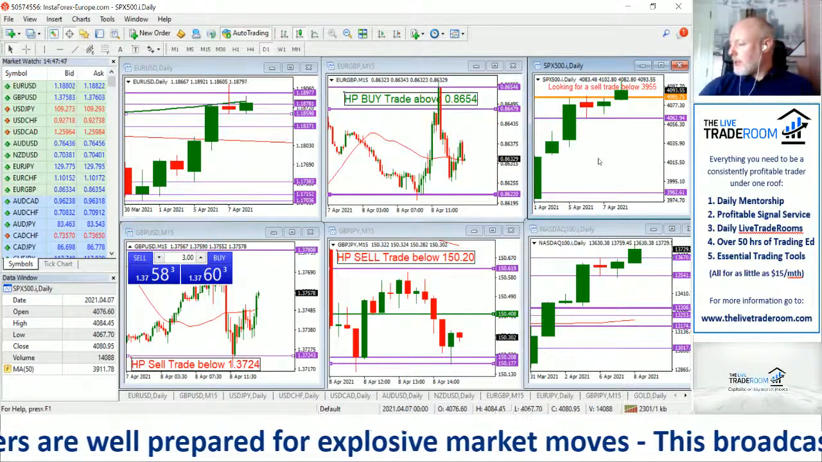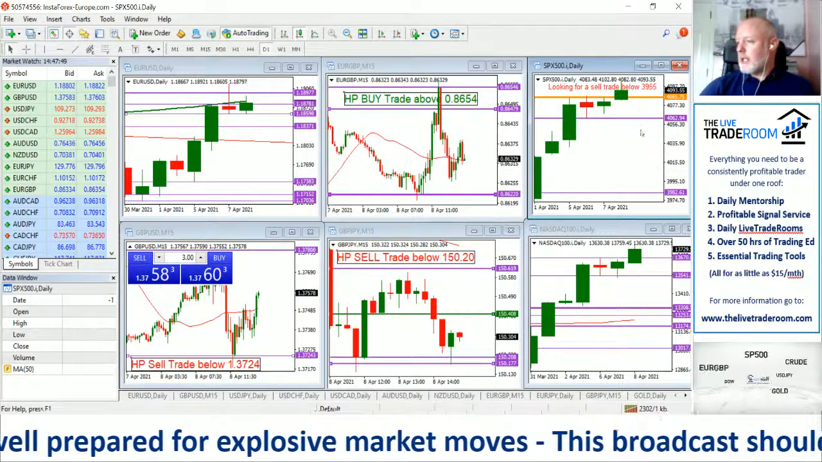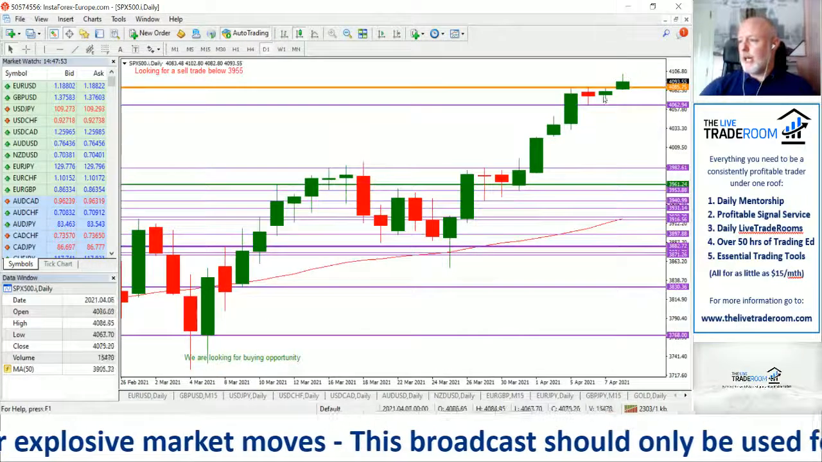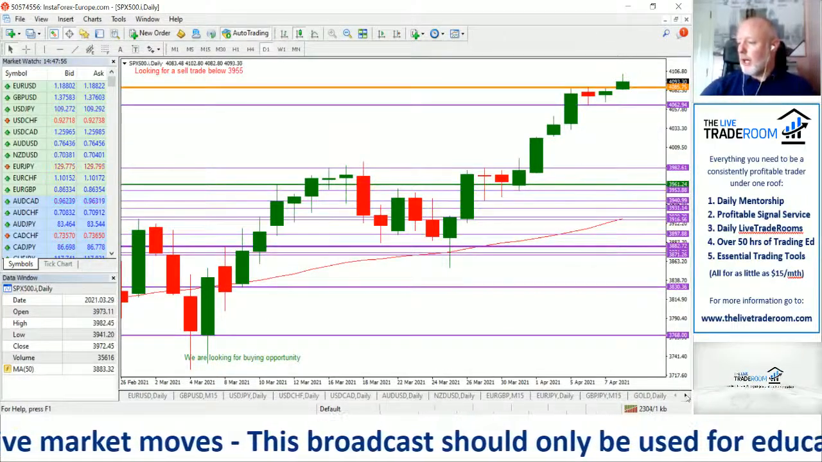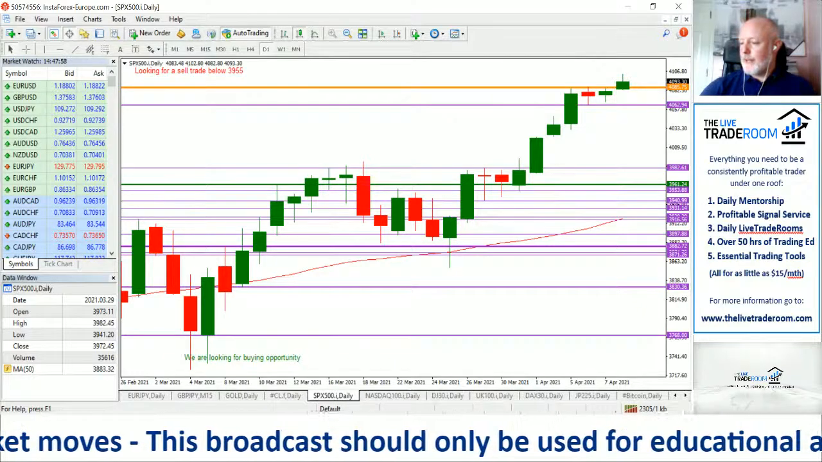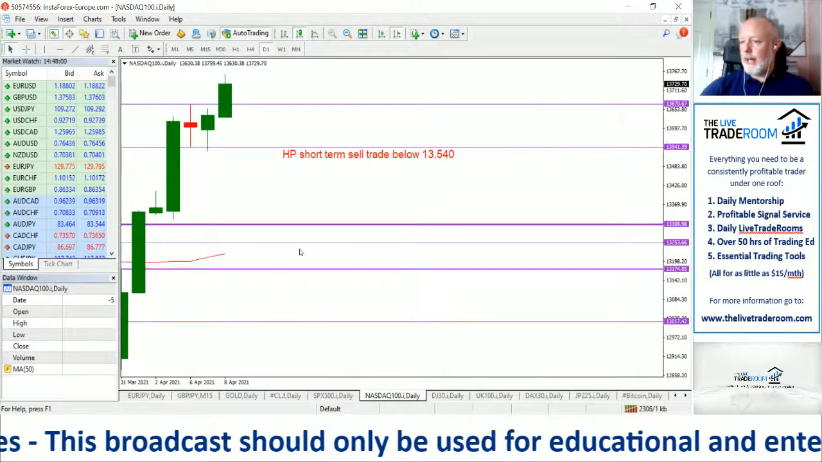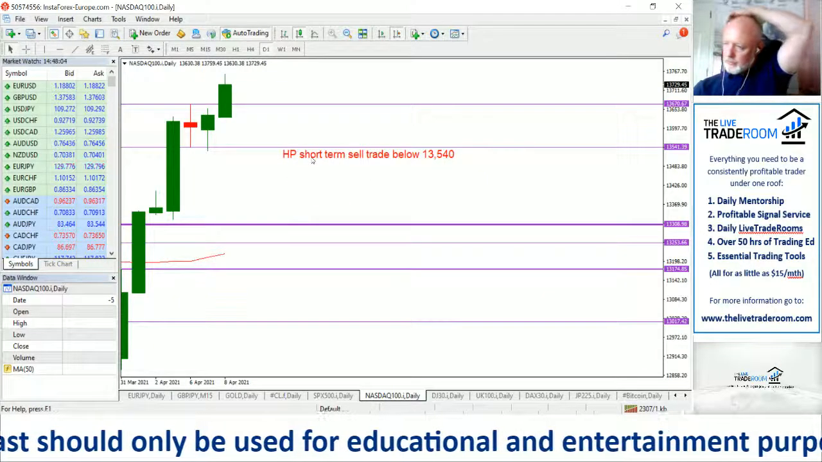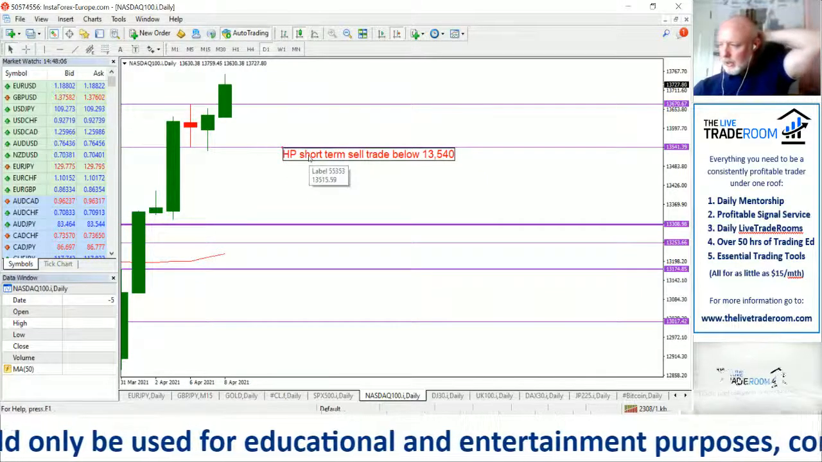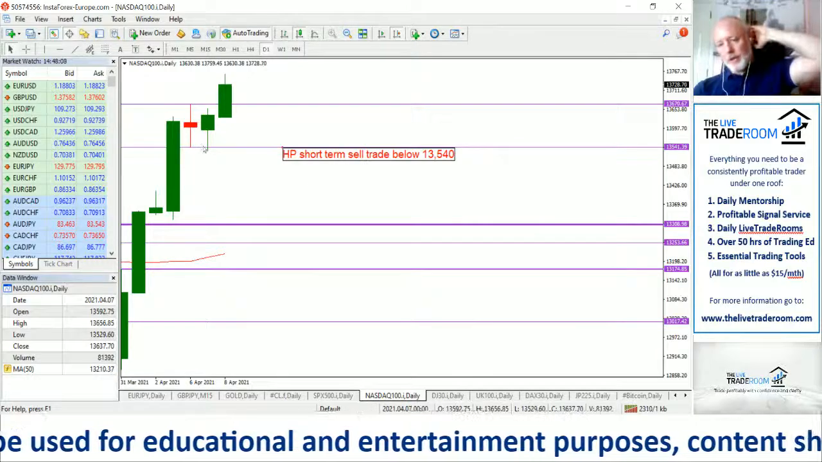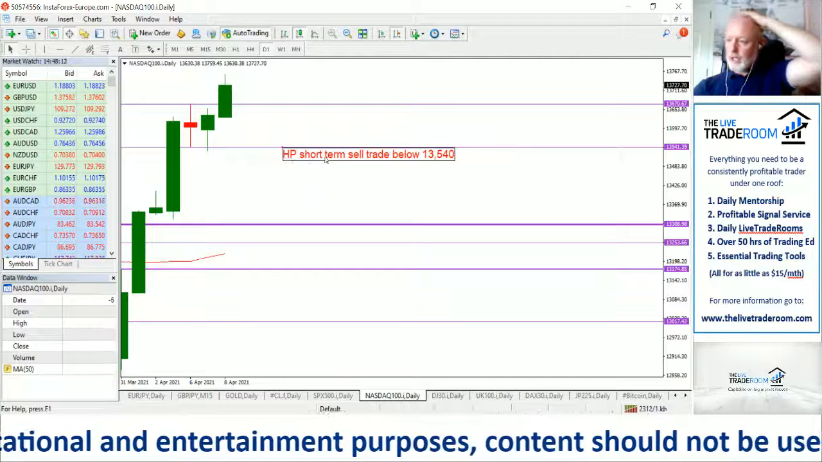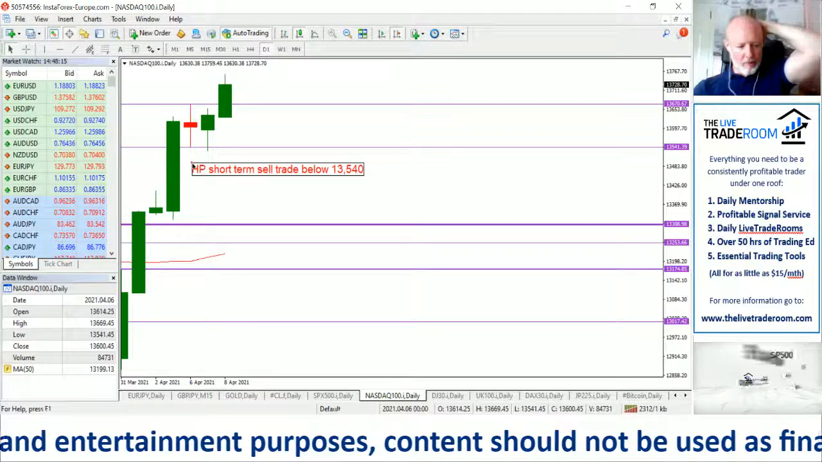So let's have a look at what's going on with the S&P. We do like these markets to further grind higher. It's just a case of timing our entry, really. And I'm going to show you what's going on. There was an opportunity 2 or 3 days ago for a short-term sell trade, so we'll be changing that bias.